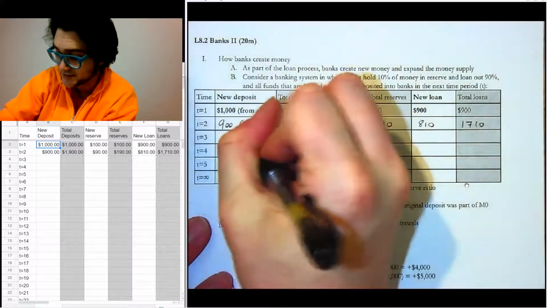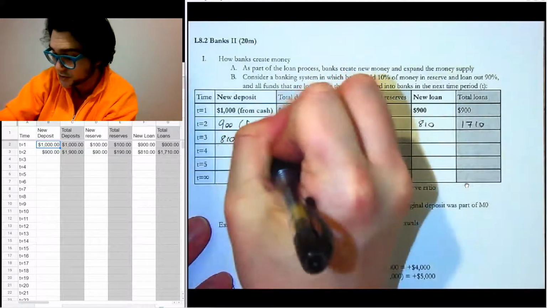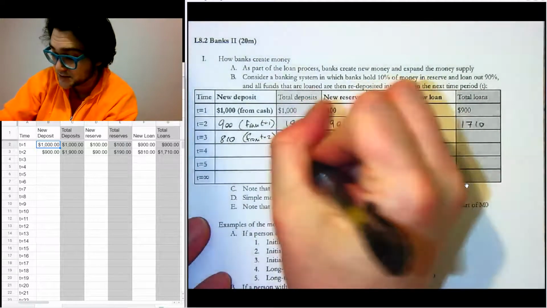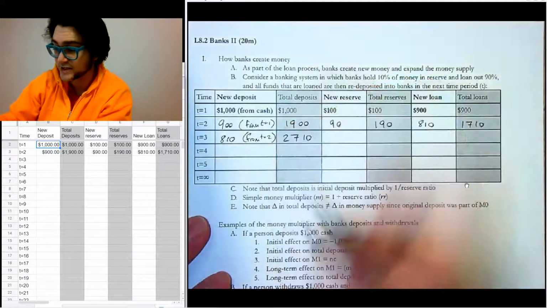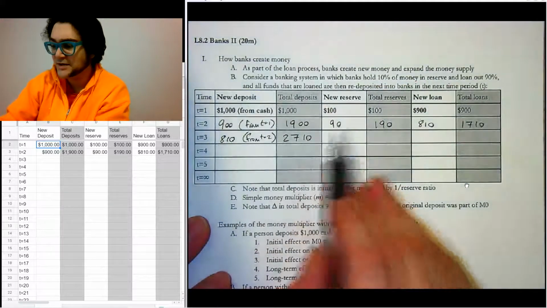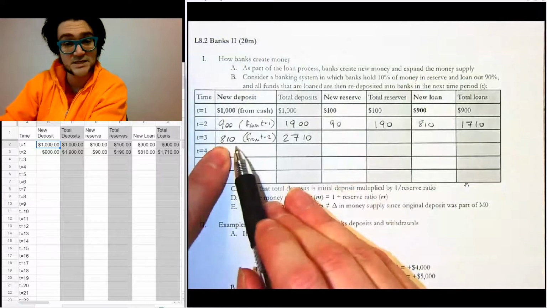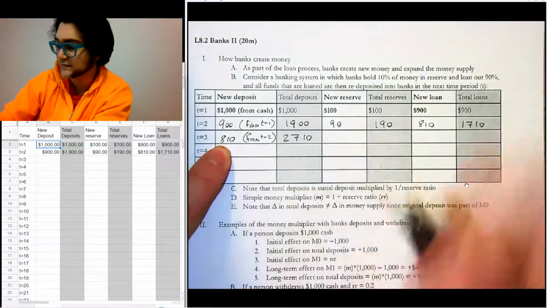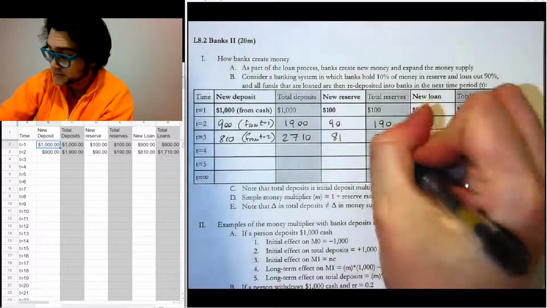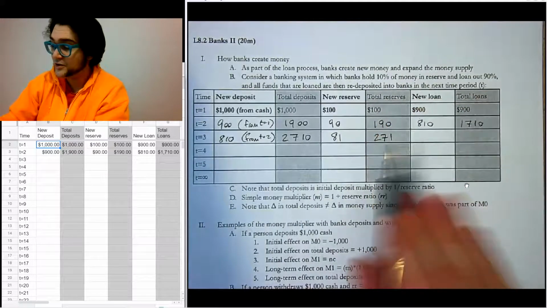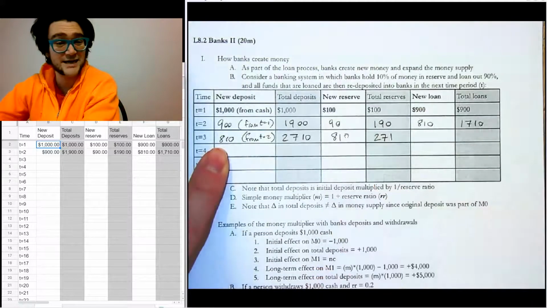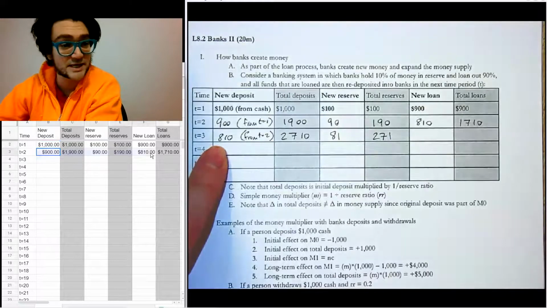Someone else deposits it, and that's from period 2. And so we know that the total deposits is 2710, right? If we add 1900 and 810, and the amount that they have to keep in reserve is 10% of this $810. So they have to keep 81. So this is 271. And we know that of the loan, right, 810 minus 81, let's do this.